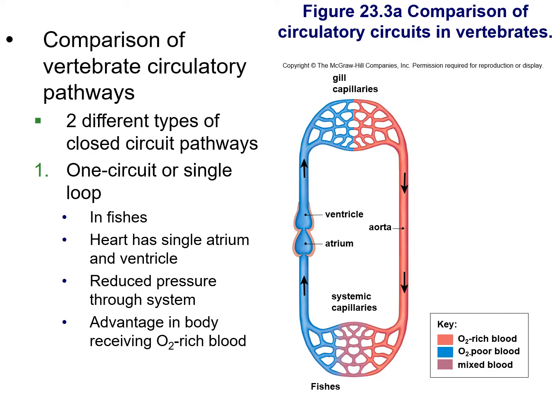And from there, it goes to what are called the systemic capillaries. Those are the things that basically lead to the fins, the swim bladder, the different organs that a fish has. Once it's done, it goes back to the atrium and the ventricle, and that single atrium and ventricle pump it back to the gills, and it gets back to being oxygenated. So it's a pretty good system, even though it's simple, but it's a one-circuit system, so no complex loops there.